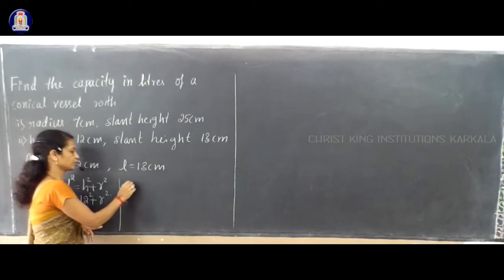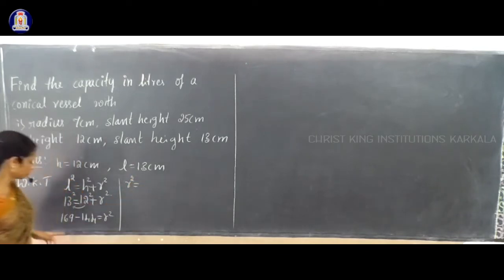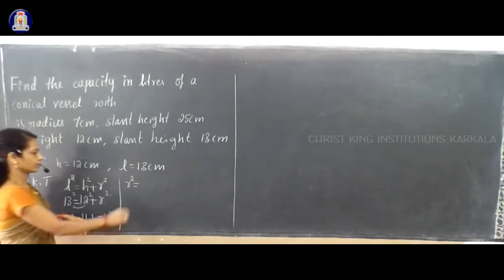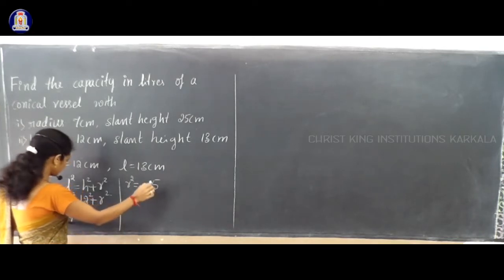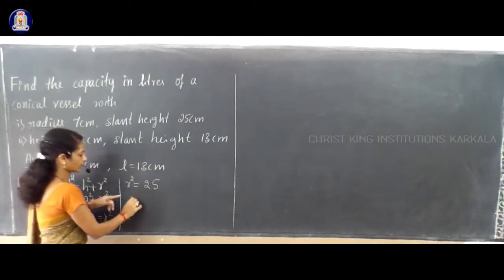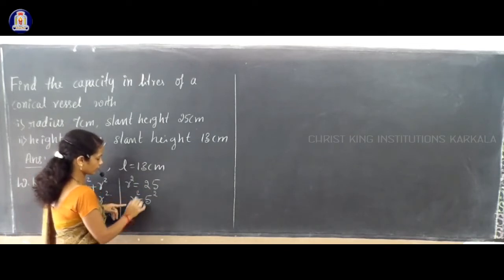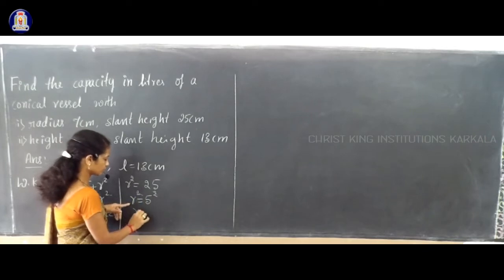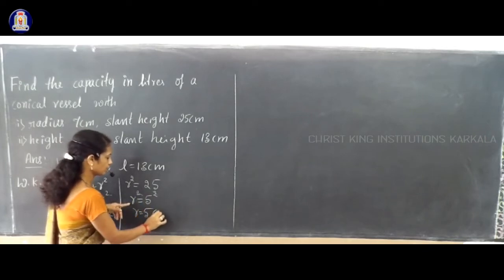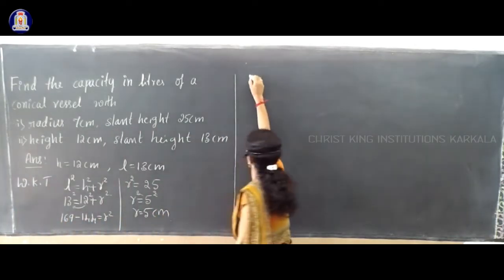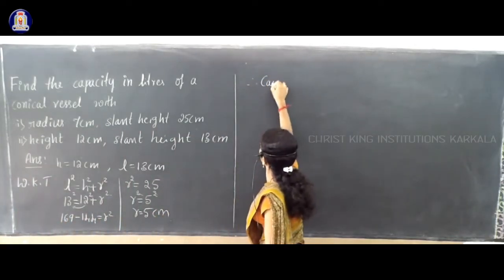So from this you will get R square is equal to 169 minus 144. 9 minus 4 is 5 and 6 minus 4 is 2. So R square is equal to 25, that means that is a square of 5. And cancelling powers on both sides, you will get R is equal to 5 and that is in centimeter. Okay. So now we find the capacity of a conical vessel.